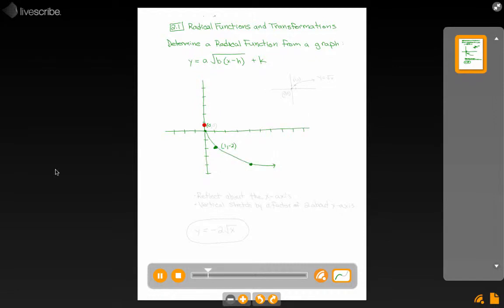They've given us kind of a general format for this: y equals a times the square root of b bracket x minus h plus k, and our job is to determine a, b, h, and k if there is a value for each of those.